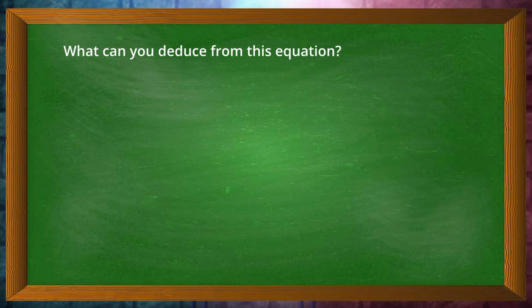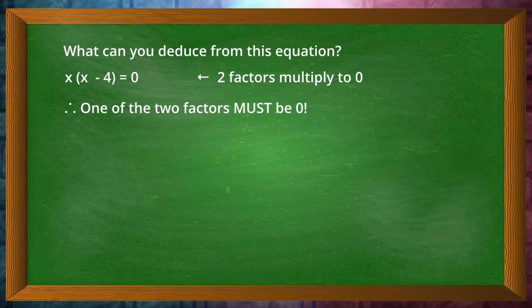What about the equation x(x − 4) = 0? There are two factors which multiply to 0, so one of them must be 0. So the possible solutions are x = 0 or x − 4 = 0. x − 4 = 0 is really a simple linear equation which gives the solution of x = 4.